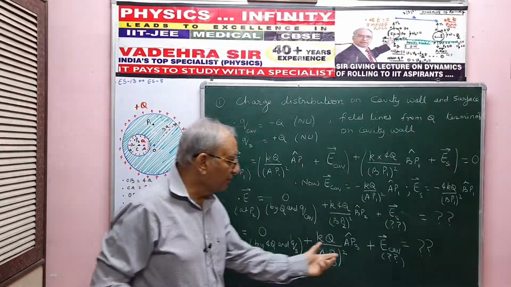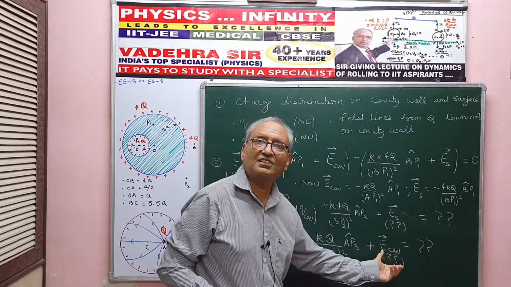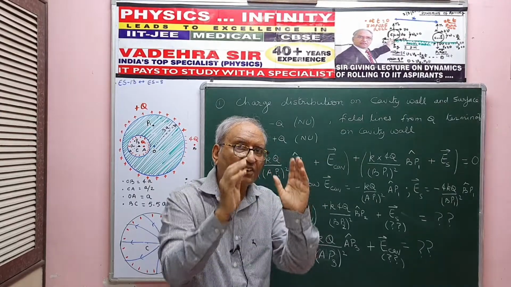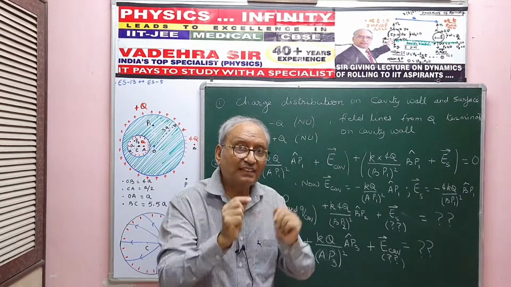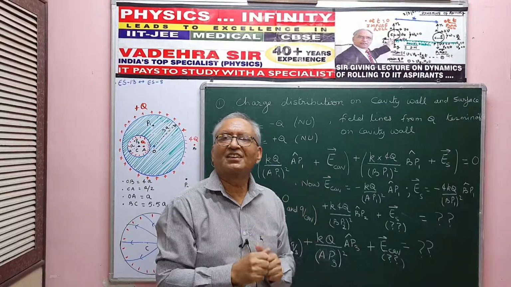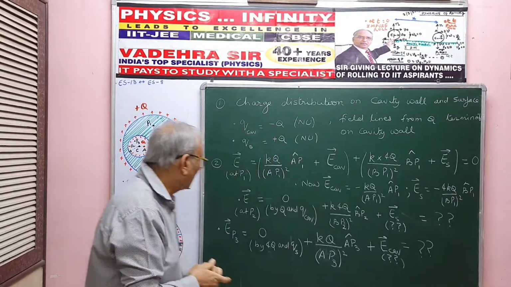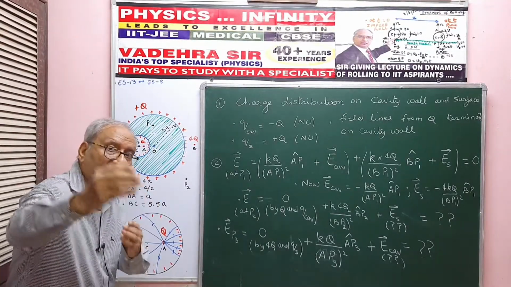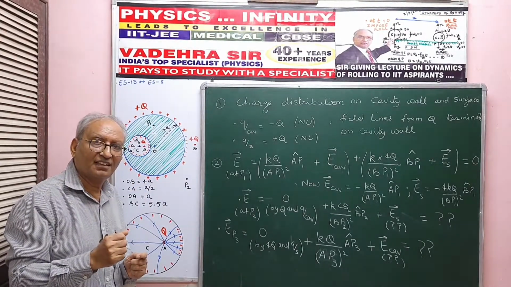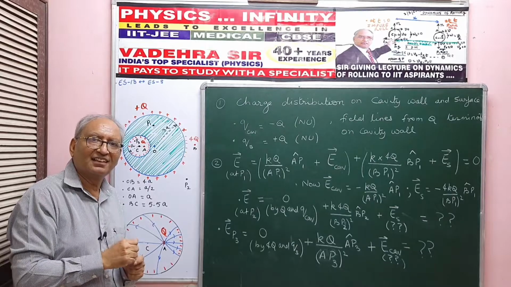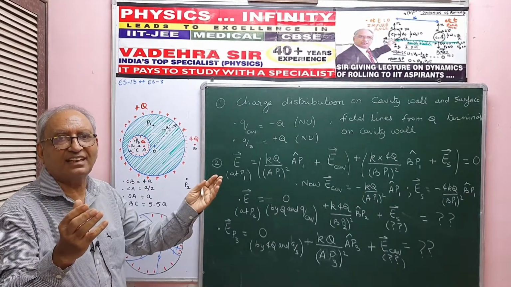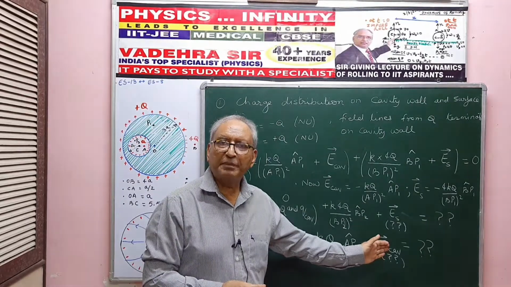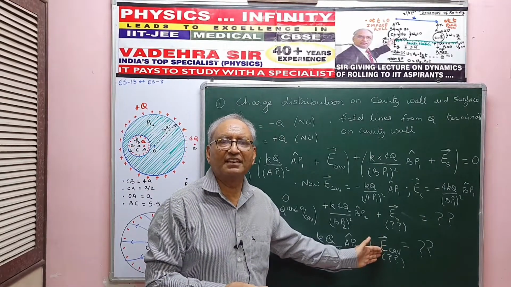Now the contribution from the charge on the cavity, once again we are stuck. The total charge on the cavity is minus Q, but not uniformly spread. So different elemental charges on the cavity have different distances from the point P3. I will not be able to do the integration once again. So we cannot find the field contribution at P3 due to it.